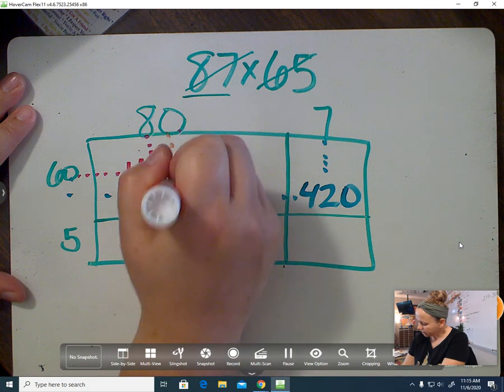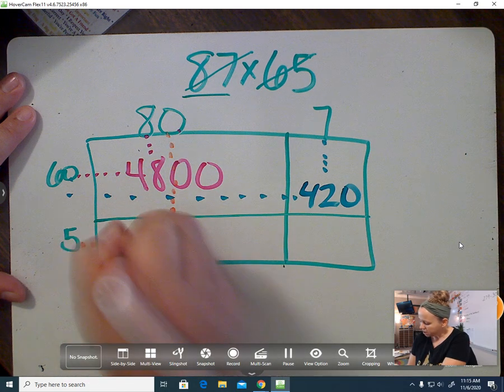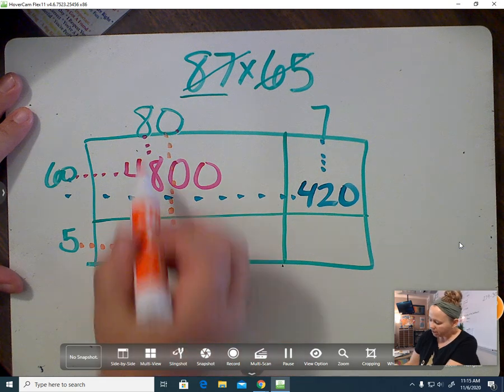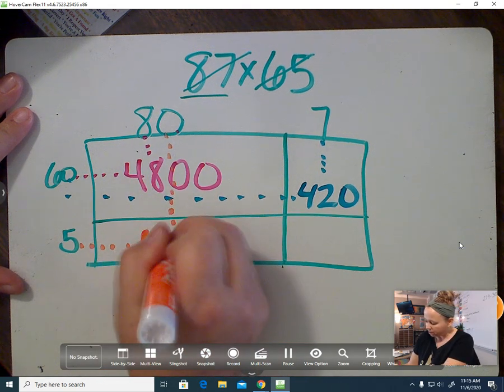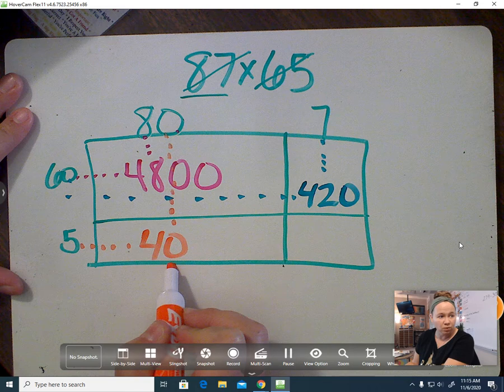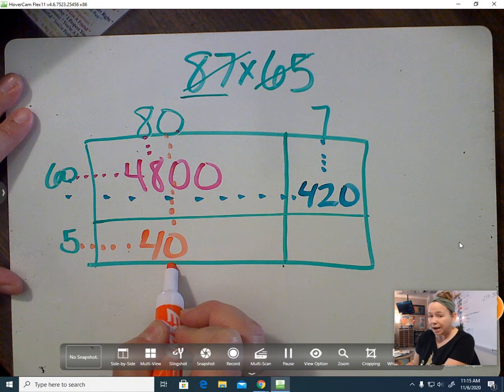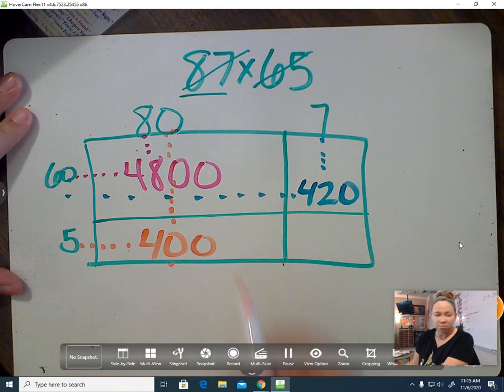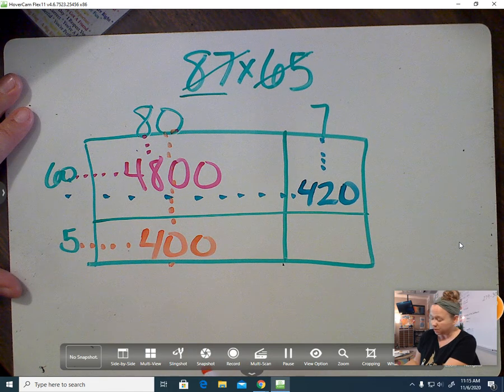80 times 5. Meet in the middle. Ooh, don't get tricked on this one. 8 times 5 is 40. But remember, this is not a placeholder 0. This was part of the product of 8 times 5. So how many placeholder zeros do we need? We have 1 placeholder 0 because there's no 0 over here. So I'm going to add that placeholder 0. Okay, don't be tricked by that.